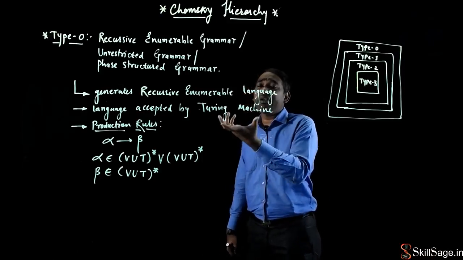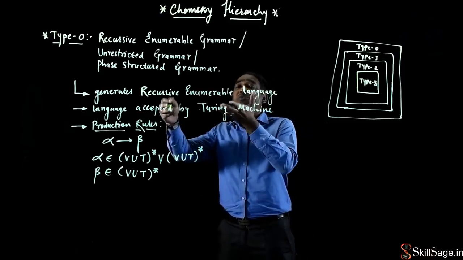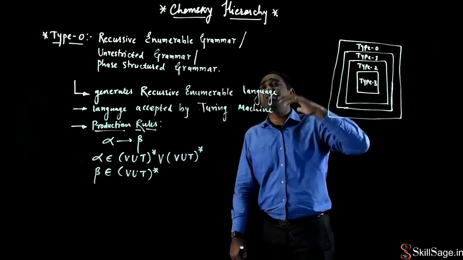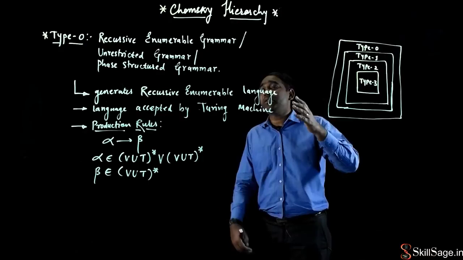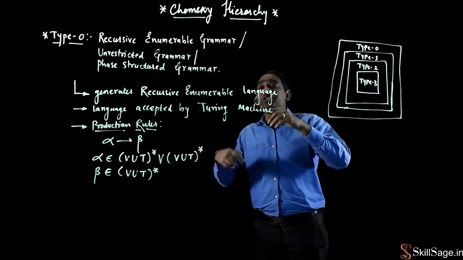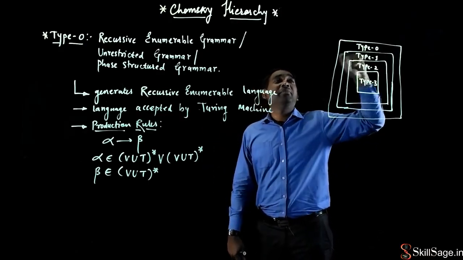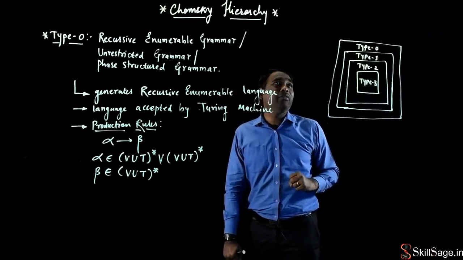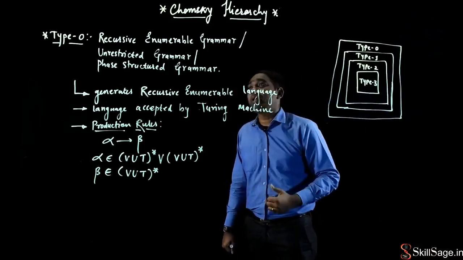We come to know that the recursively enumerable language is accepted by the Turing machine, so we can say that the Turing machine is the most powerful machine here, because it is used to accept the language generated by type 0 grammar. And from this Venn diagram, we'll come to know that type 0 is the most powerful grammar here.